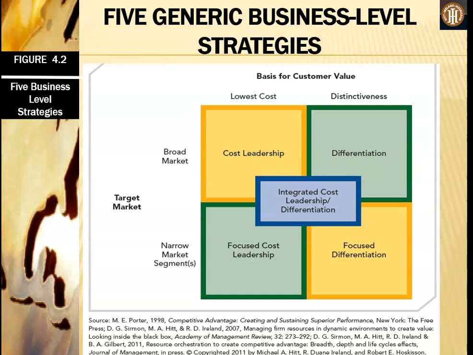So we look now at the five generic business level strategies. They are cost leadership, differentiation, focused cost leadership, and focused differentiation. And finally, there is an integration of the cost leadership strategy and the differentiation strategy. And that is what makes up the five different strategies that businesses use. So as we go along, we will look at them in more detail.